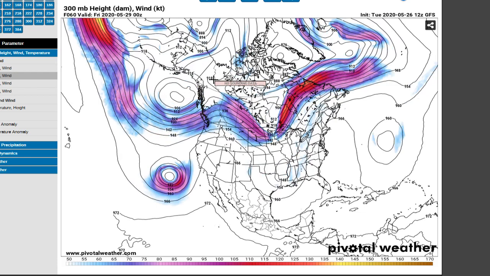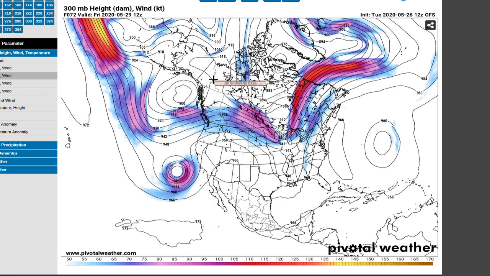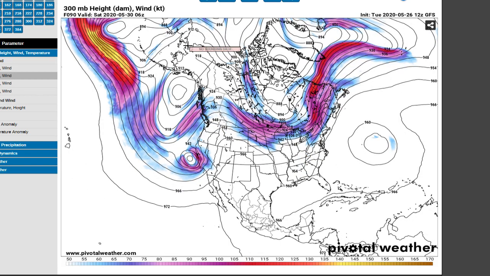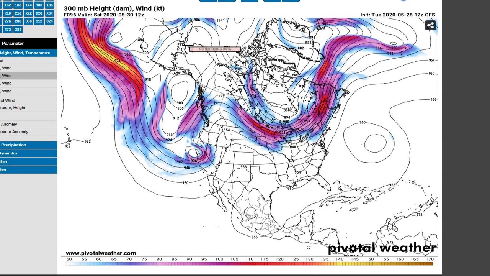Looks like the upper level low weakens and shifts into Arkansas and Tennessee by later this week. A very slow drift, and then the low off of California approaches the California coast. So we should see deteriorating weather towards the weekend. Looks like mostly around the central coast in San Francisco.